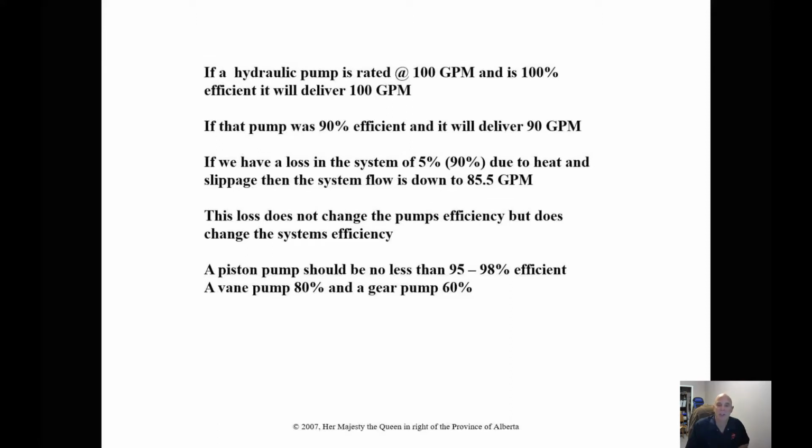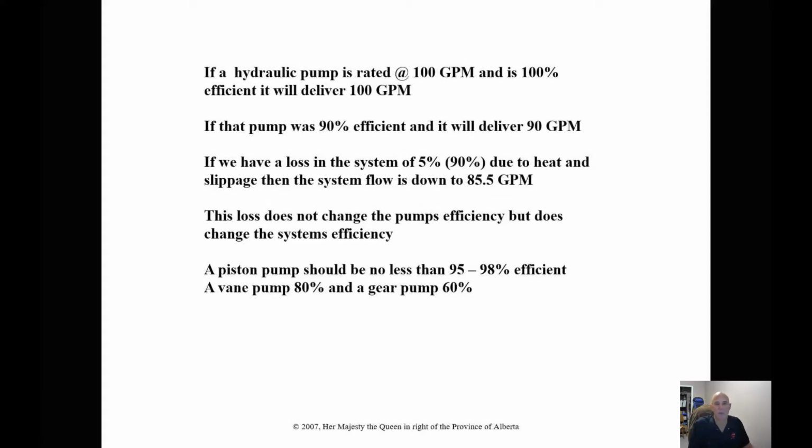If we have a loss in the system of 5% when it's 90% due to heat and slippage in the system, then the flow rate is down to 85.5 gallons per minute. So this loss does not change the pump's efficiency, but does change the system's efficiency. A piston pump should be no less than 90 to 98% efficient, a vane pump 80% efficient, and a gear pump 60% efficient. So in a gear pump, we have a lot of slippage getting past the components.